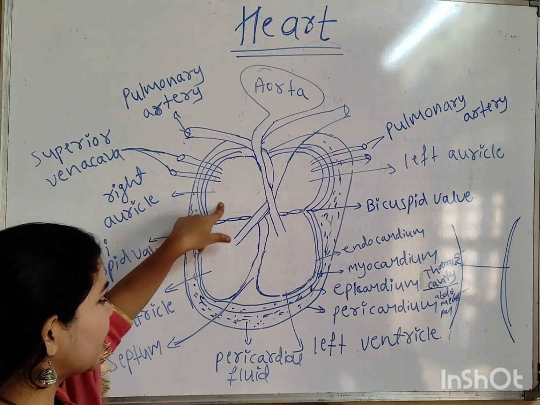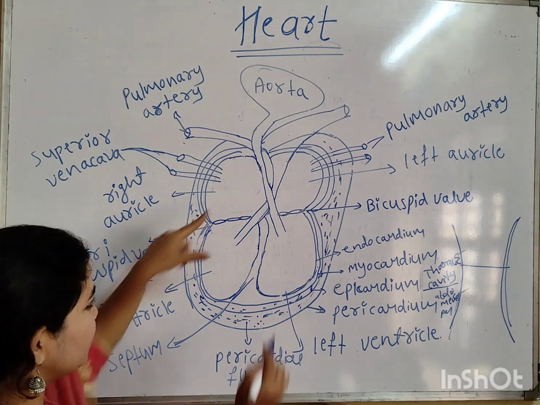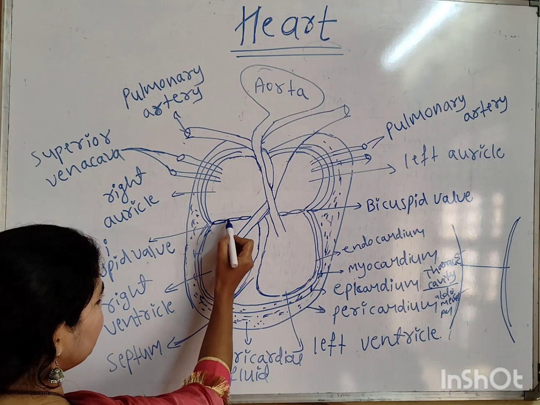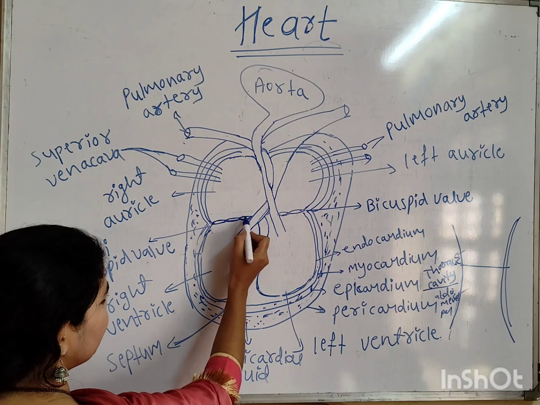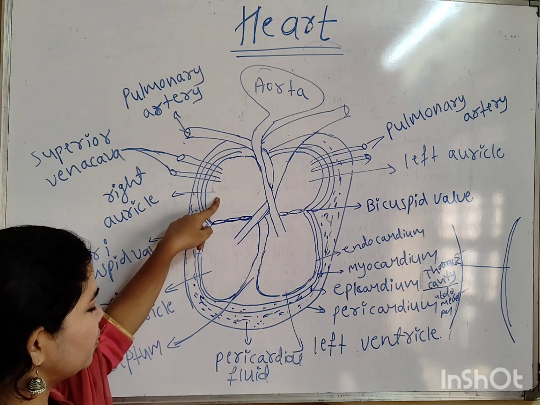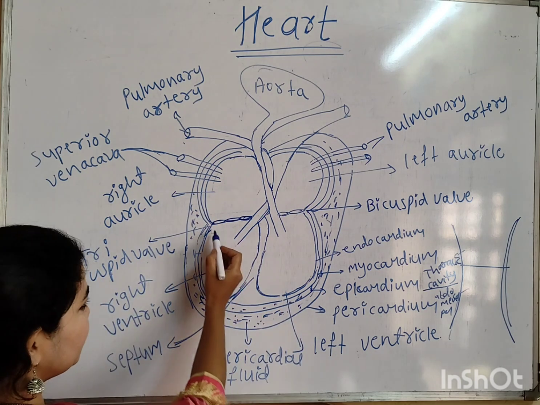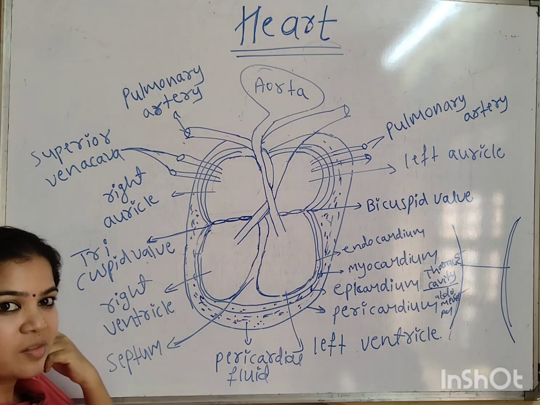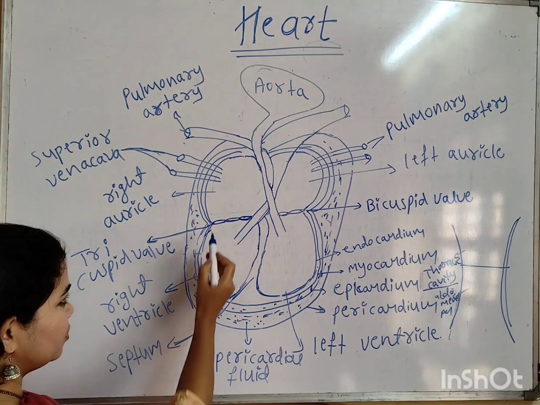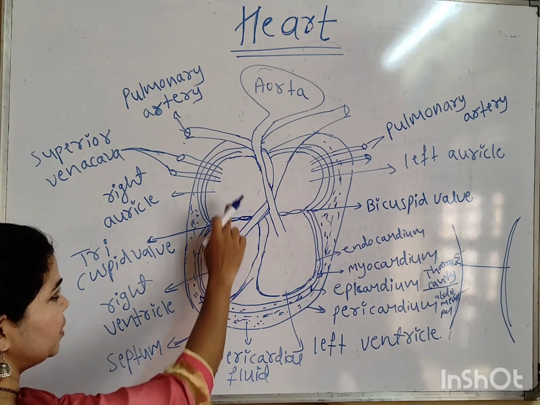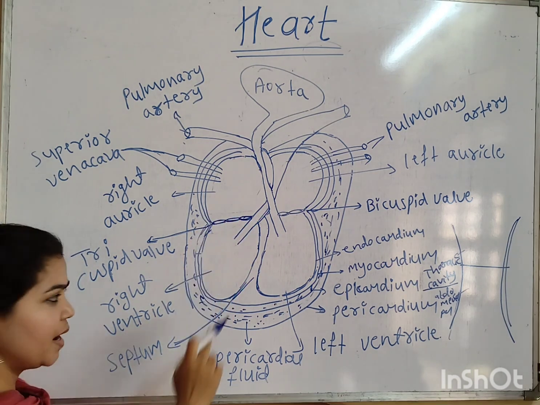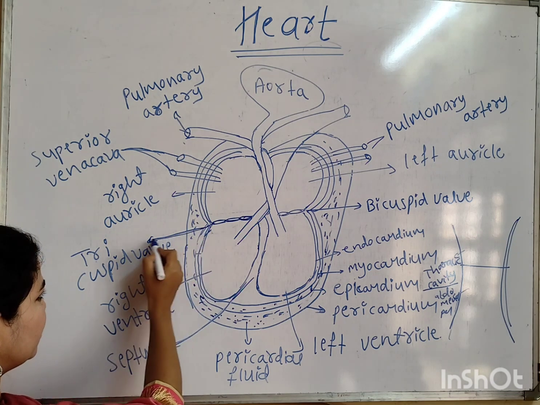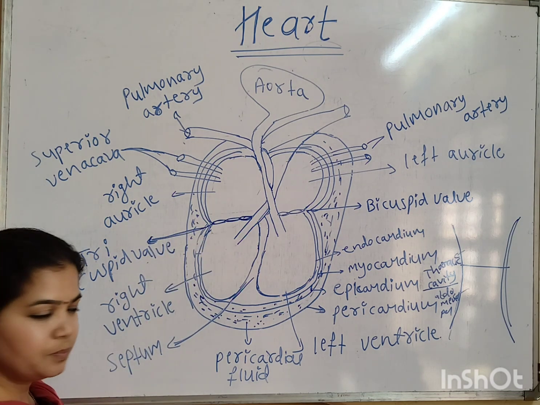In between the right auricle and right ventricle, can you see there are 3 valves? They are clearly visible. These valves are called the tricuspid valve. Tri means 3, so there are 3 valves in between the right auricle and right ventricle. This valve is called the tricuspid valve.